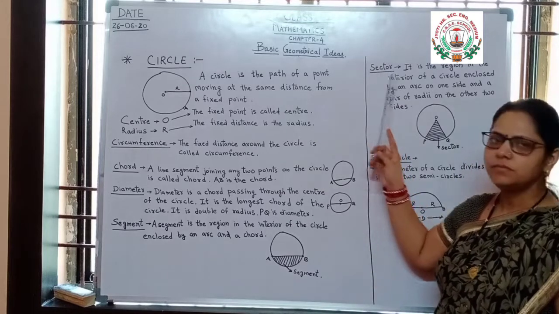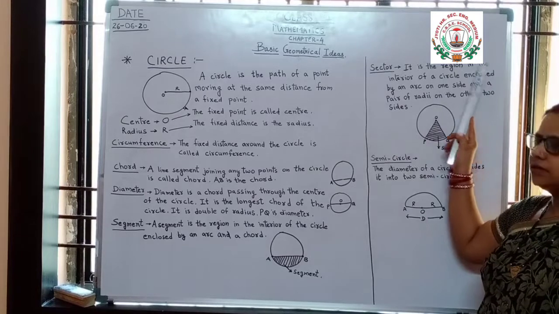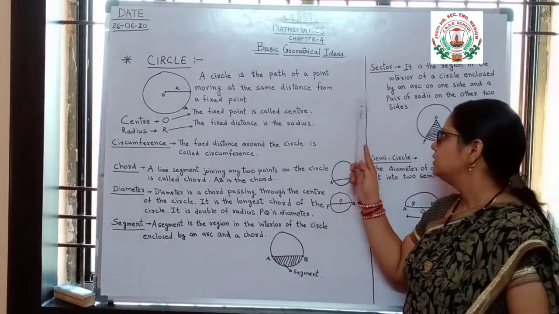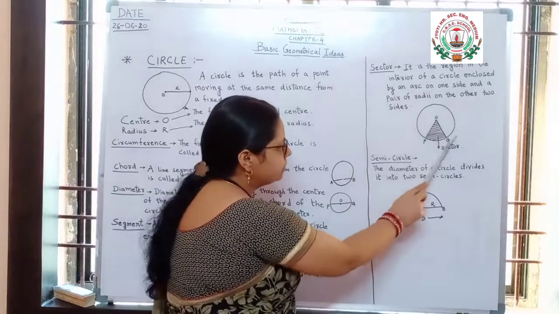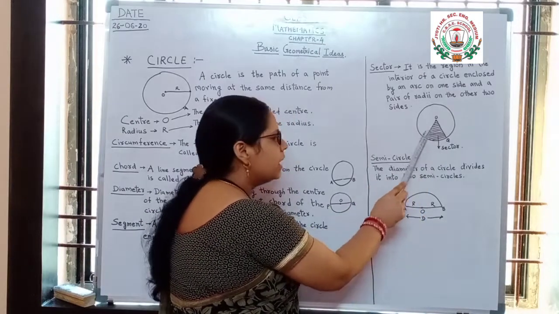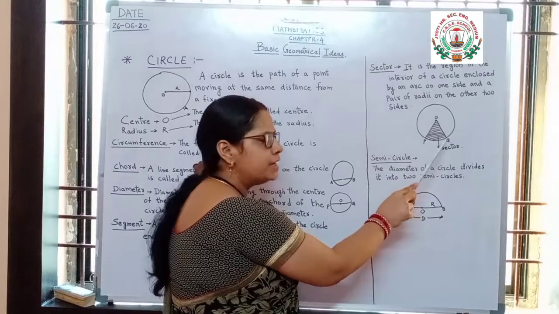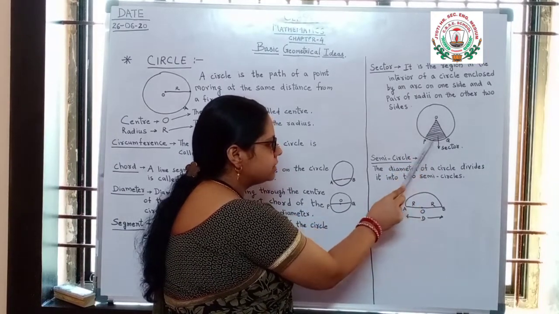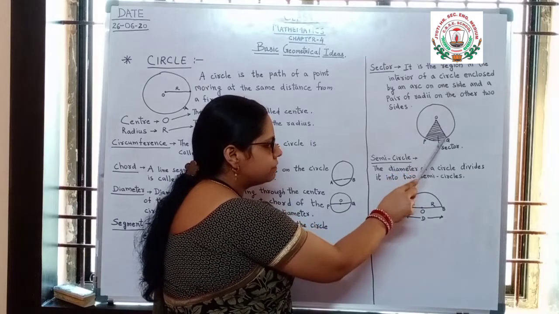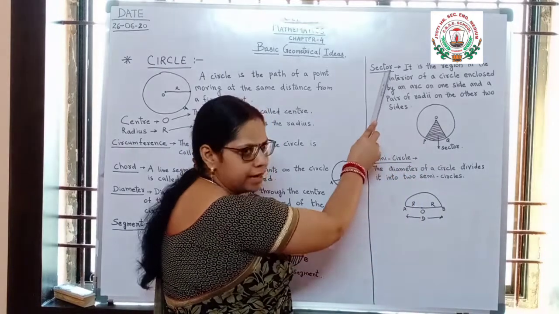Sector. It is the region in the interior of the circle enclosed by an arc and two radii. Two radius, plural is radii. So these are the two radii and this is the arc. The region covered by that is called a sector.